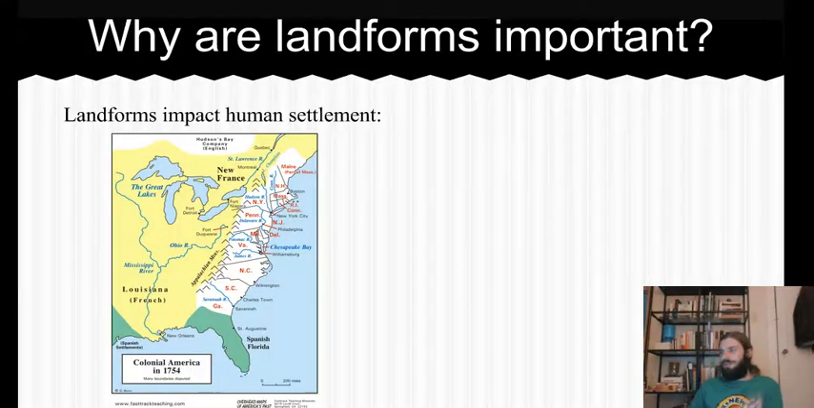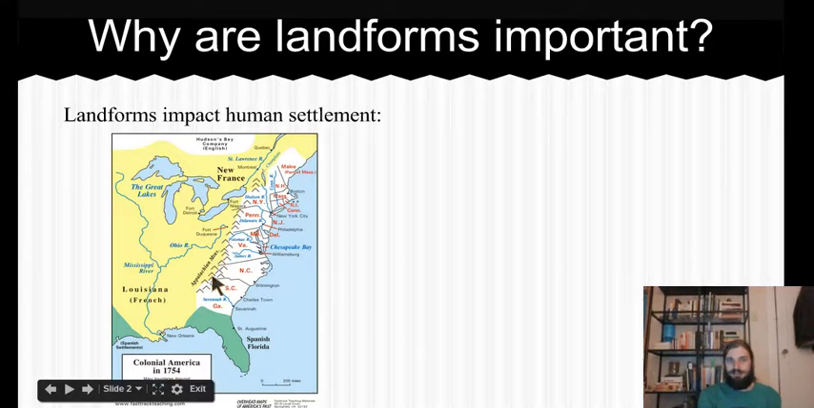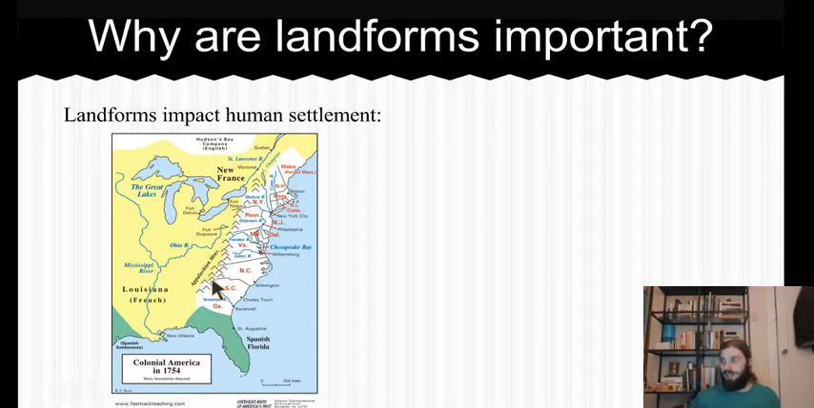Now, first, landforms are important because they impact human settlement. When settlers from England crossed the Atlantic and set up the American colonies, they started expanding west but then stopped at the Appalachian Mountains. Why? Well, the mountains created a barrier. It was hard to communicate and travel over the mountains. Now, eventually, the colonies declared their independence from England and they expanded all the way to the Pacific Ocean. But for a long time, the mountains created a very real barrier to further settlement.